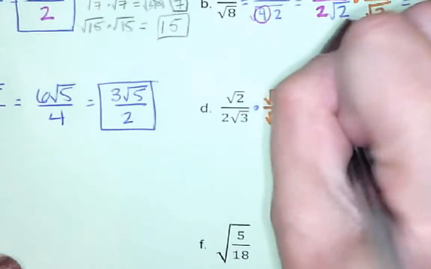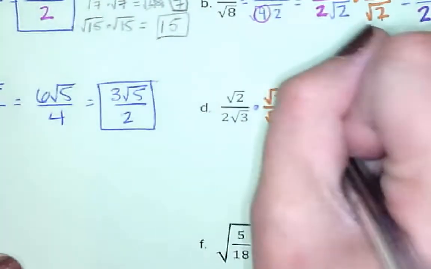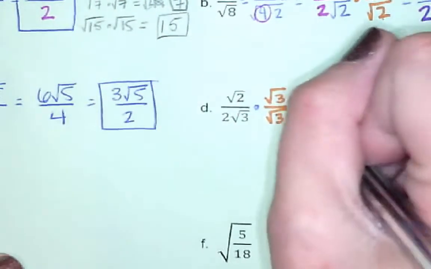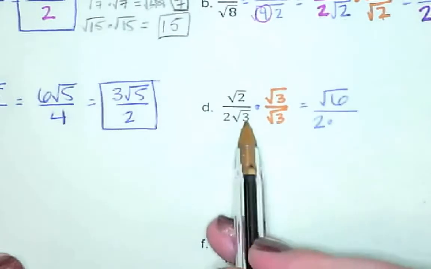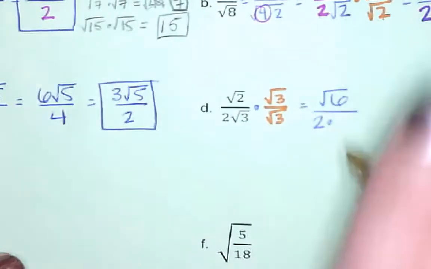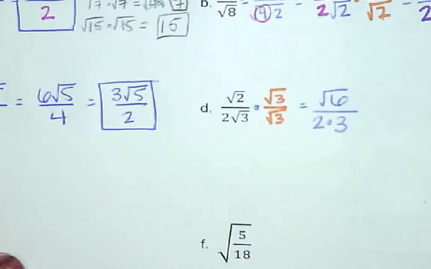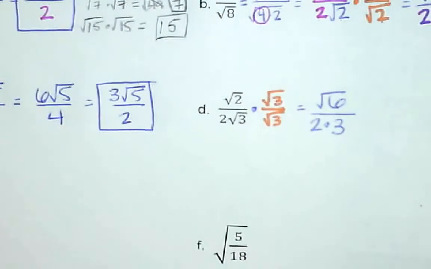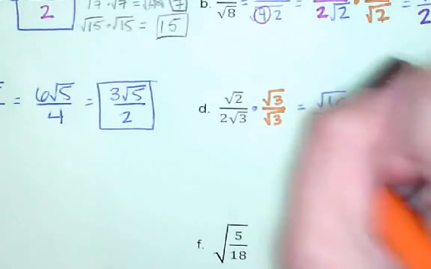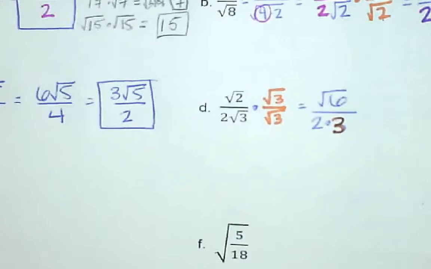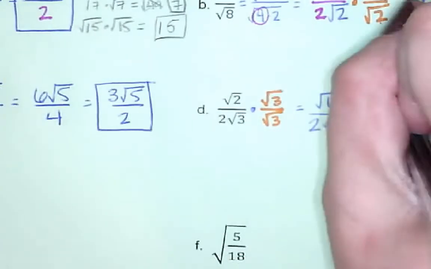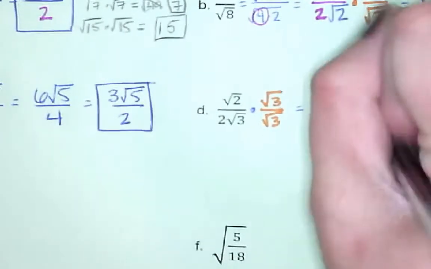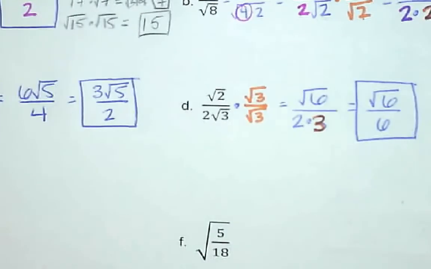And then, y'all, 2 times square root of 3 times square root of 3 gives us 3, because that's really the square root of 9. The square root of 9 is 3. And so this becomes essentially just square root of 6 over 6. And we're done. We can't divide them because they're not both inside radicals, or they're not both outside of the radicals, so you can't simplify them.